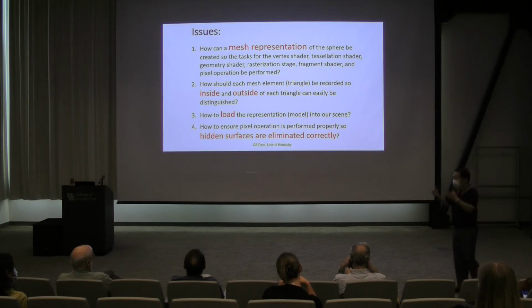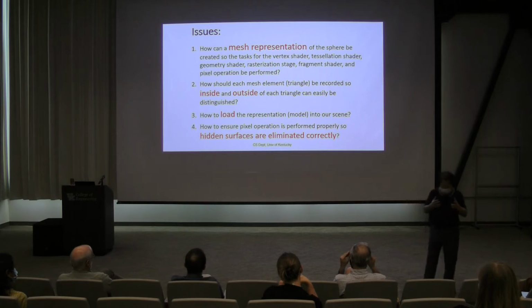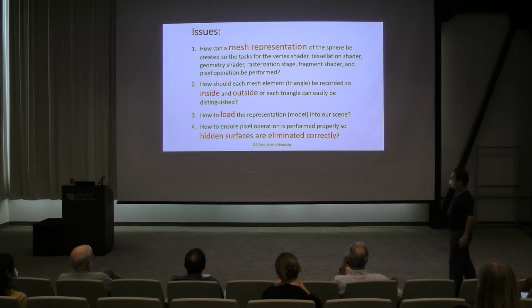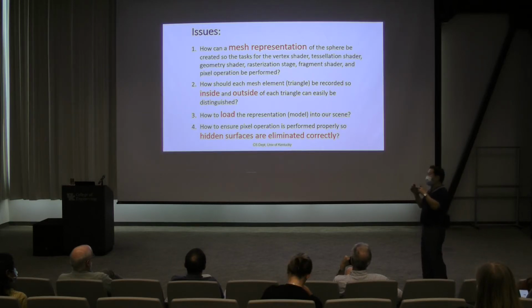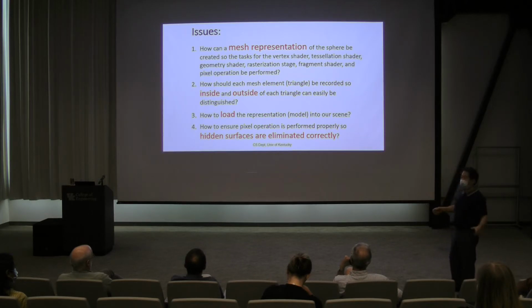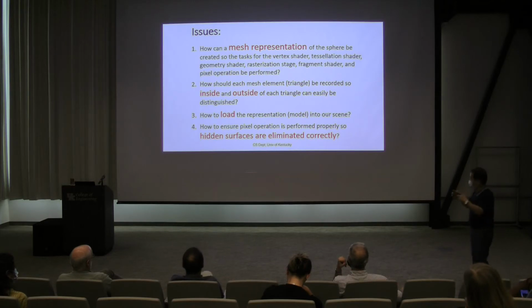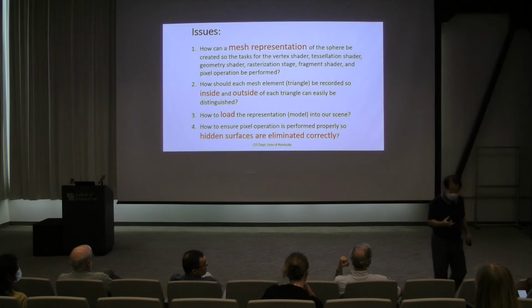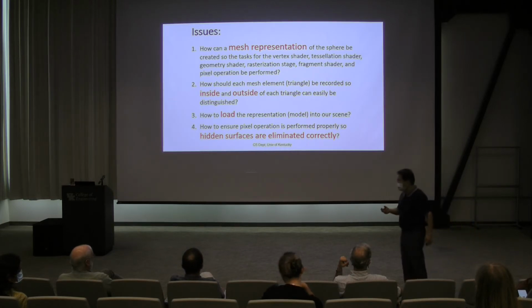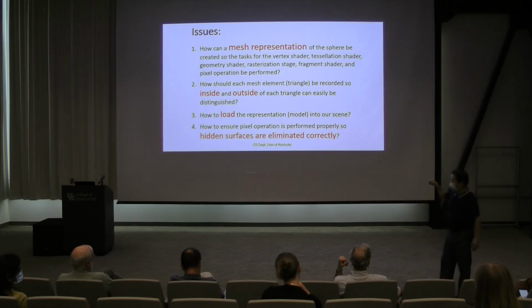Remember that for each object, we need to build a mesh representation. We can provide vertices of the mesh, but the system needs to know on the hardware, the tessellation shaders need to know how triangles should be formed. And how should each mesh element be recorded, so inside and outside of each triangle can easily be distinguished? We record triangles here. It's tricky. The normal of the triangle should be able to tell that this is a triangle facing this direction or that direction.